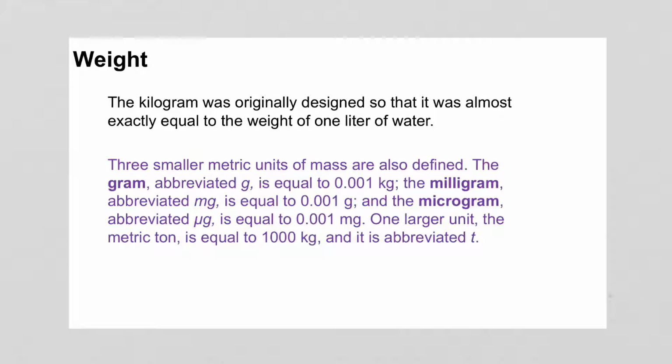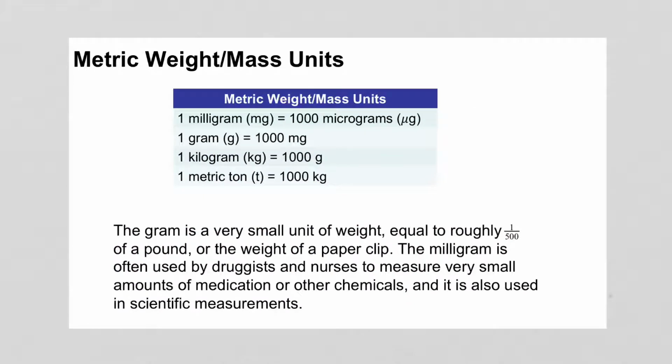The milligram is 1/1000th of a gram. And the microgram, abbreviated μg, that's what that weird looking M is. It's the Greek letter mu. And that's equal to 1/1000th of a milligram. Very, very small. A larger unit would be the metric ton, which is 1,000 kilograms. And so here's your conversions that we just talked about.